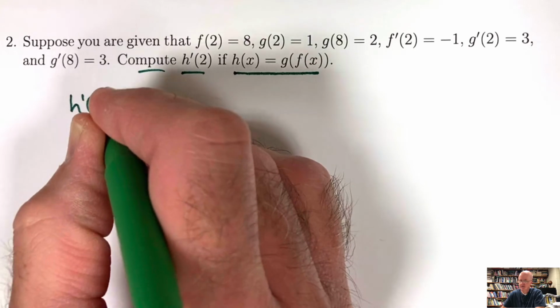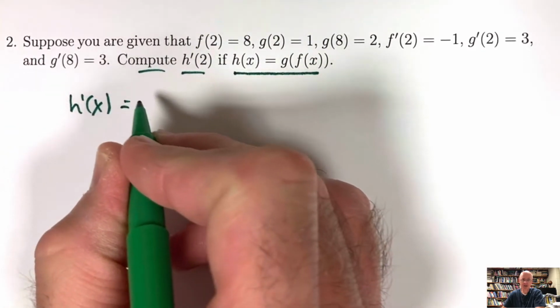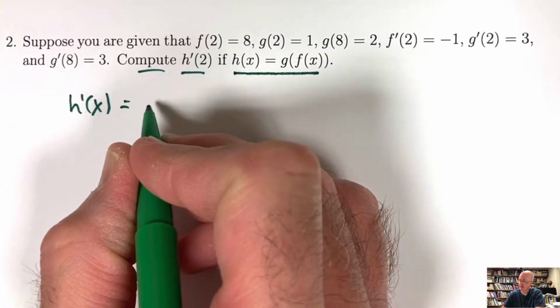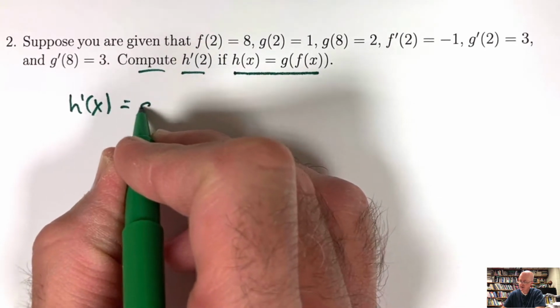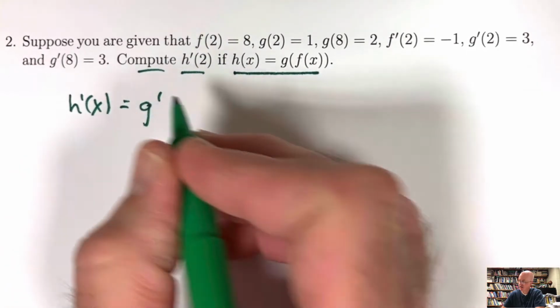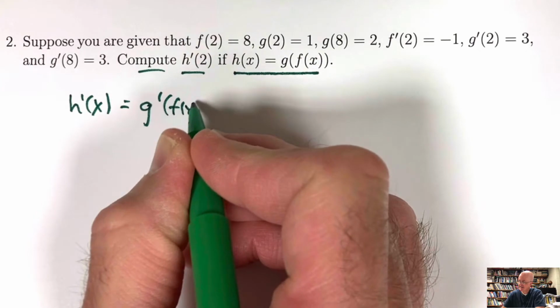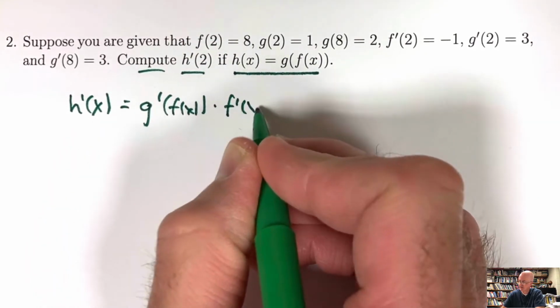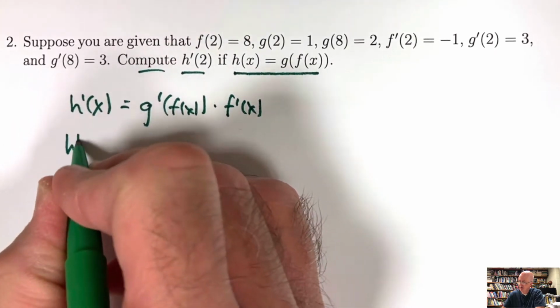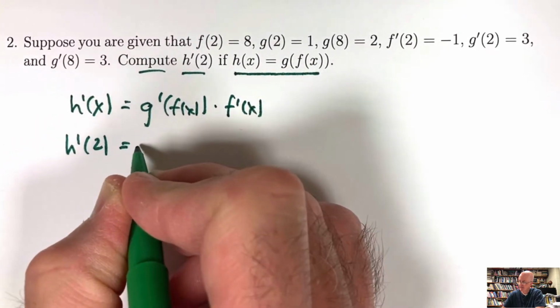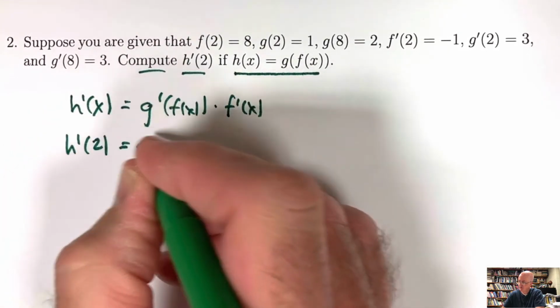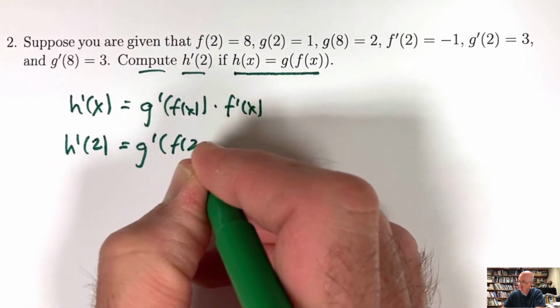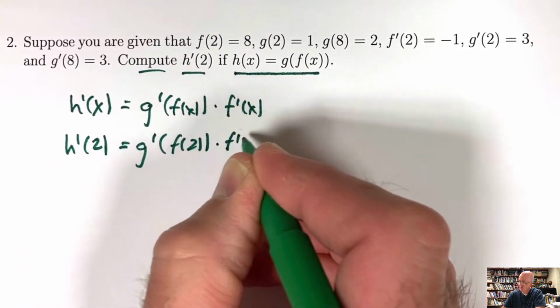For any value of x, h prime of x by the chain rule, as we talked about in the first problem, is the derivative of the outside function. In this case, the outside function is g. Plug in the inside function into that derivative and then multiply times the derivative of the inside function. And certainly when I plug in x equals 2, that's got to be true as well. H prime of 2 would be g prime of f of 2 times f prime of 2.